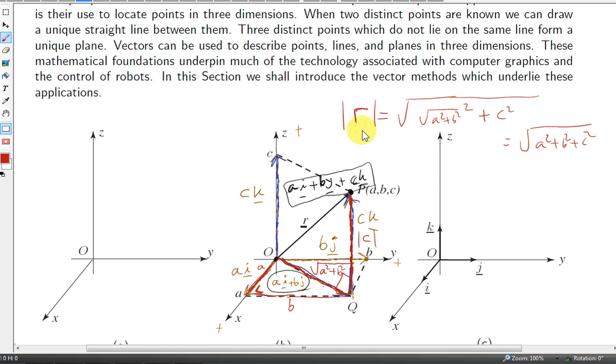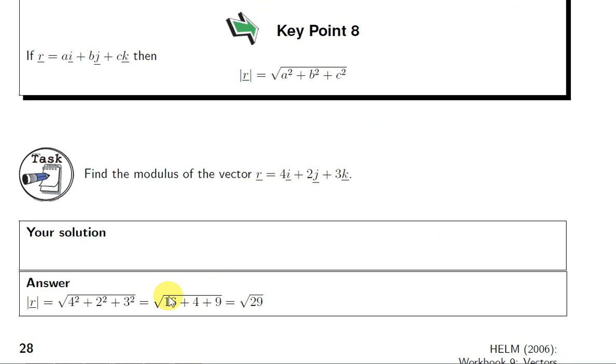We can also write it like this, of course. So let's look at this example here. Well, it's simple. We just square the components, sum them, and take the square root.